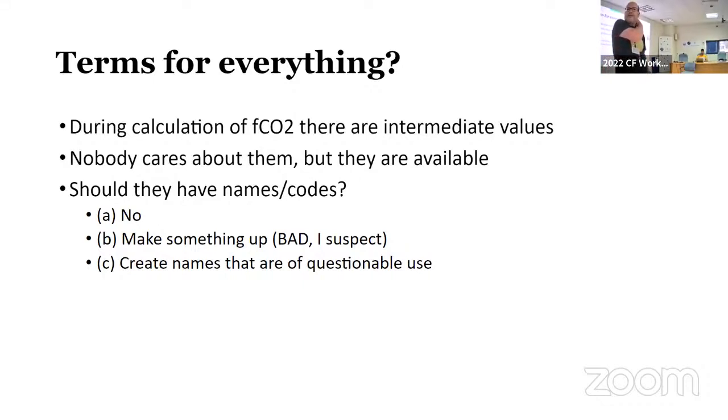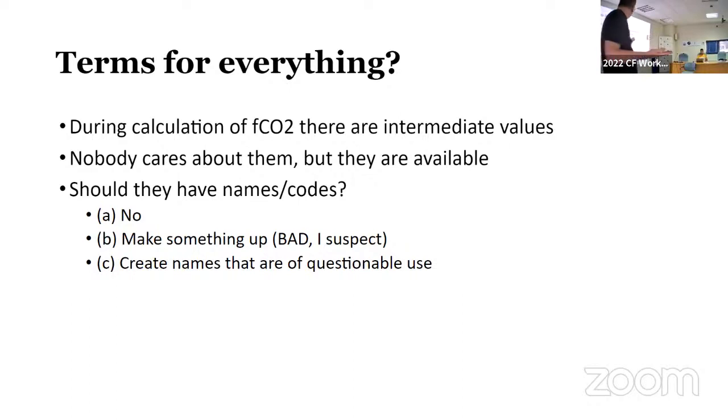Should there be terms for everything? I know standard CF says not, and it's quite acceptable to have things that aren't in there. But again, if you're thinking about mappings and there's things that just map to nothing at all, is that fine? When I'm calculating FCO2 from the raw measurements, there's various things you calculate on the way, like water vapor pressure, that basically no one's interested in, but we sometimes put it in our files just for completeness.